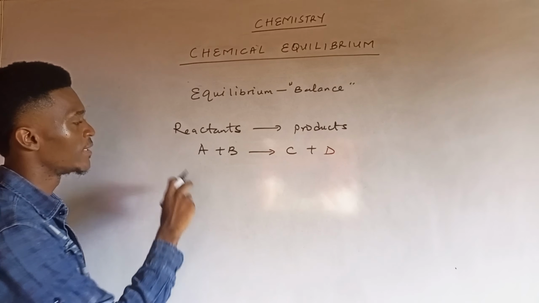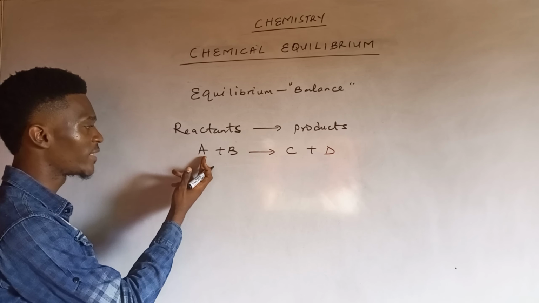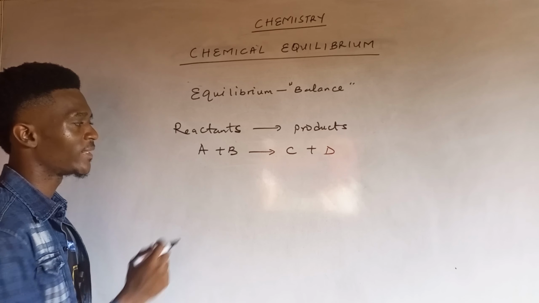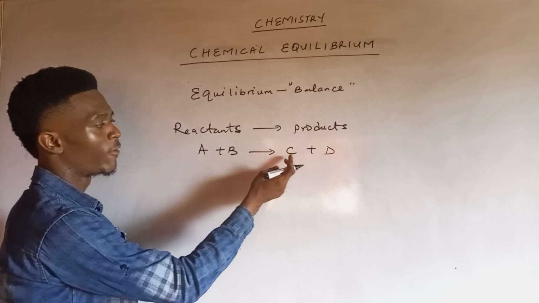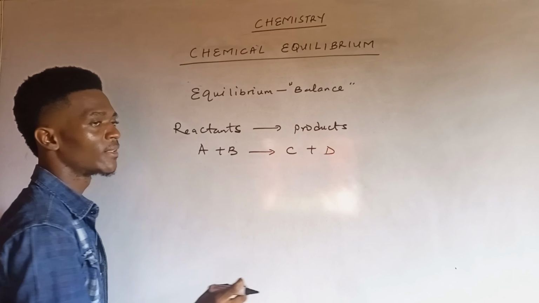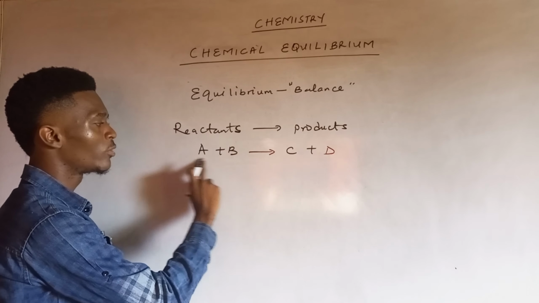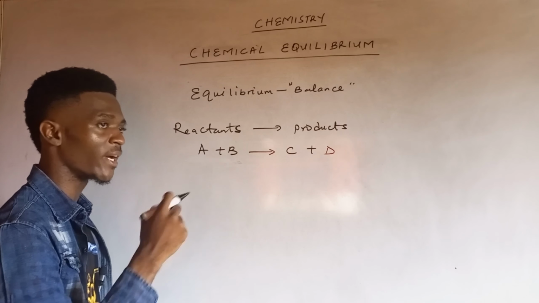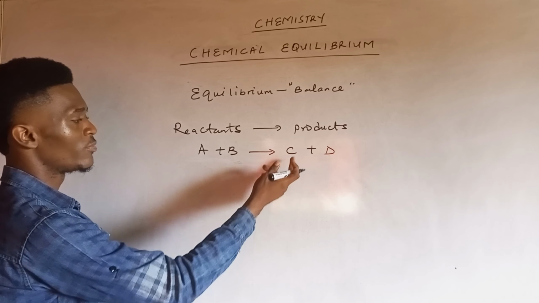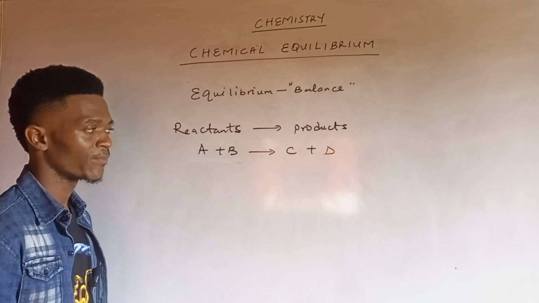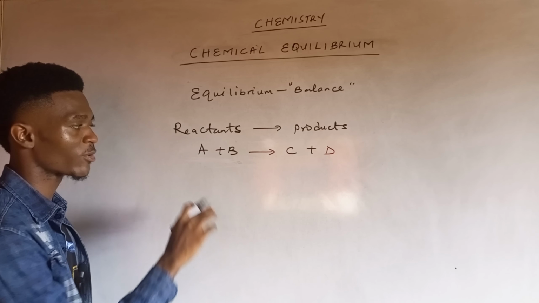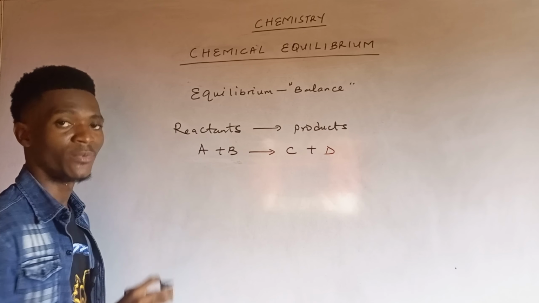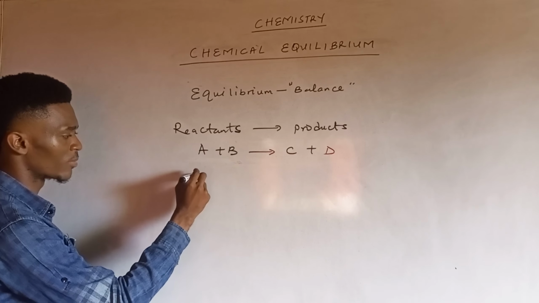The reason is that when you start the reaction, you are provided with A and B as the substances you want to start the reaction with. Then when A and B react, they form C and D. And it gets to a point where we no longer have A and B in the medium. Why? Because A and B will completely react and be completely used up to produce C and D, which are the products. So at the end of an irreversible reaction, you would only be left with the products and not reactants.